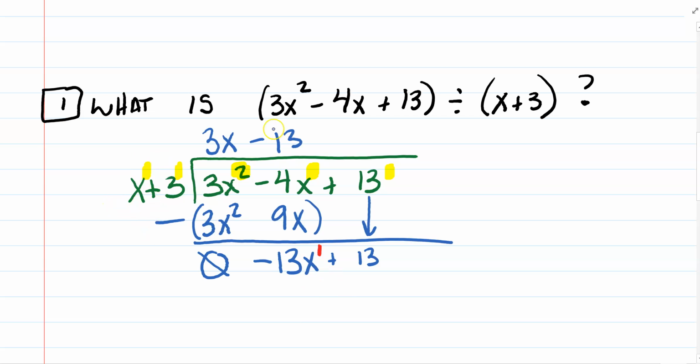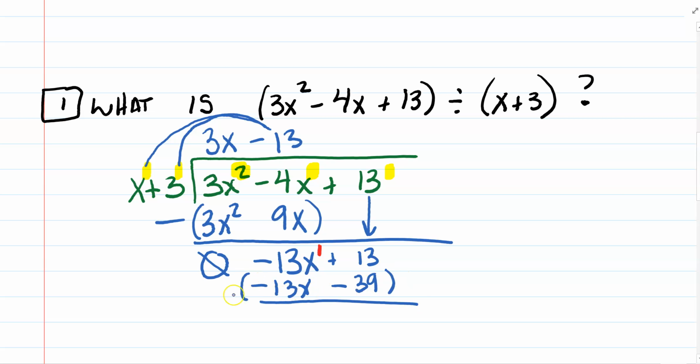Okay, so I say negative 13 times x gives me negative 13x. Negative 13 times 3 is a negative 39. I draw a line, and then I subtract. Negative 13x plus 13x gives me 0, and I should get 0 there. And then 13 minus a negative 39 becomes 13 plus 39, which would give me 52. All right, so I have a remainder of 52.